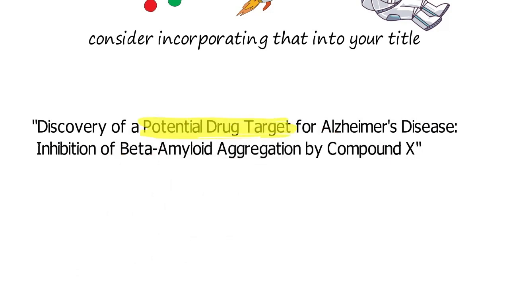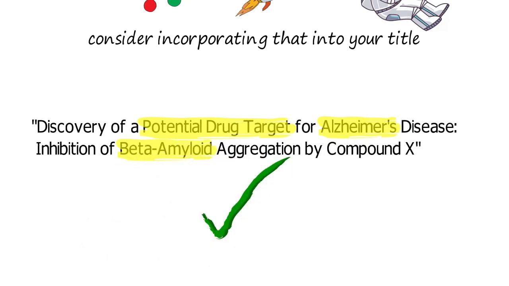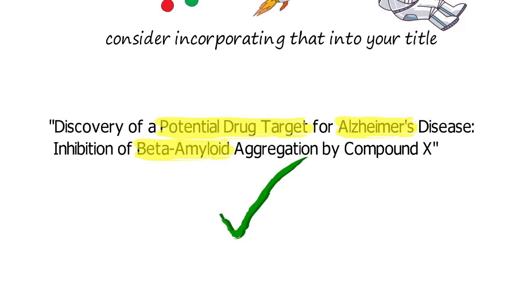In this example, the title emphasizes the discovery of a potential drug target for Alzheimer's disease and the inhibition of beta-amyloid aggregation by a specific compound. This immediately captures the attention of readers and highlights the novelty of the research.